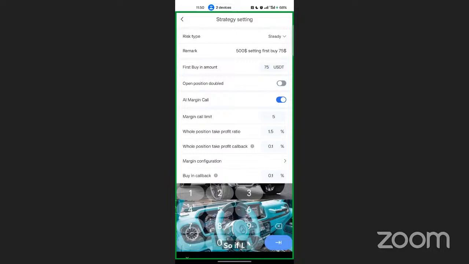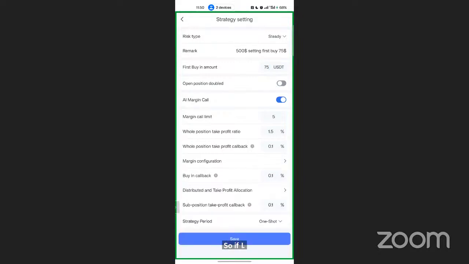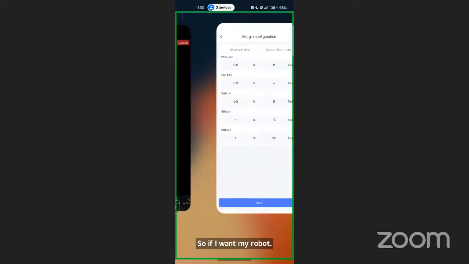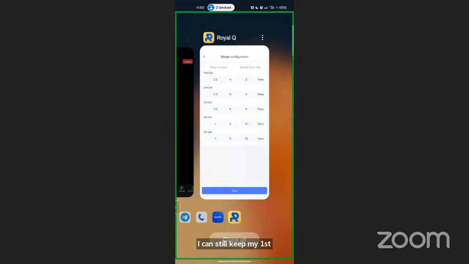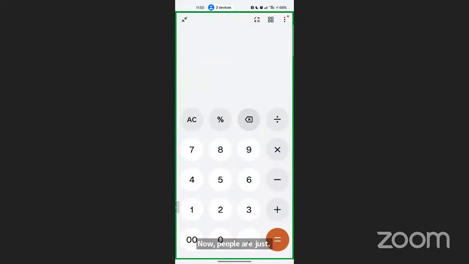So if I want my robot, I can still keep my first buy at 75. Now people are just confused. $500, minus 75, I remain with 425.